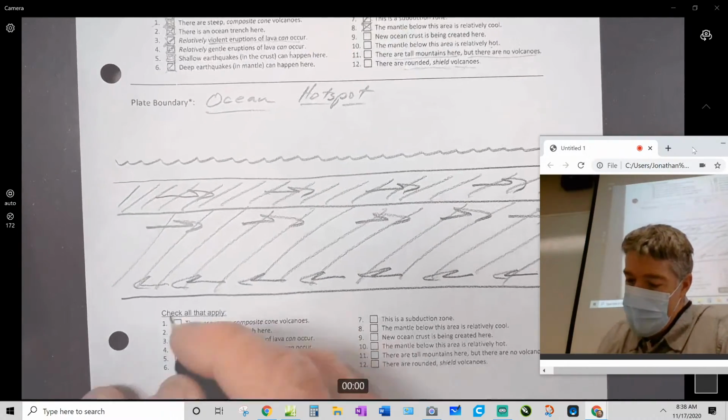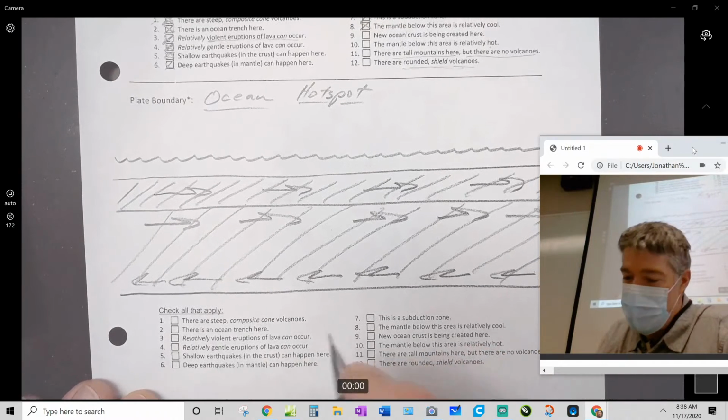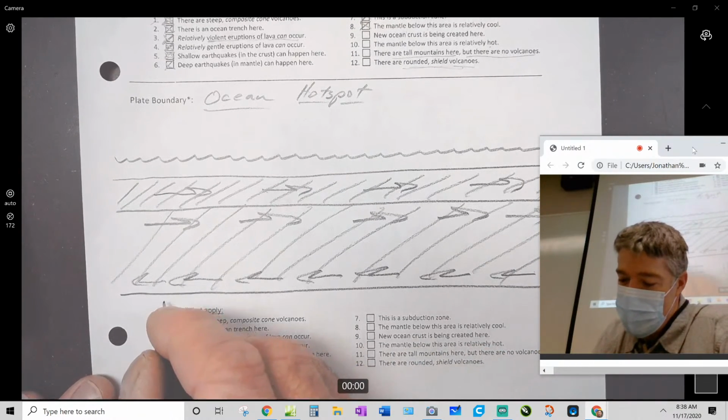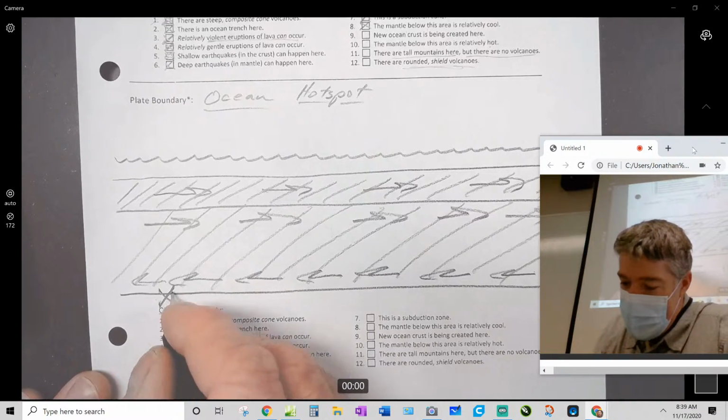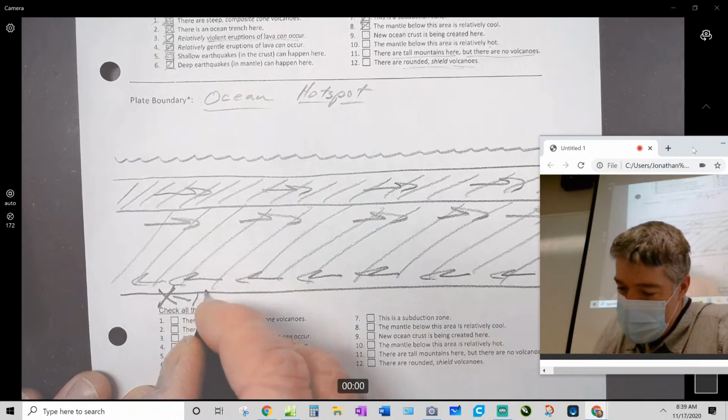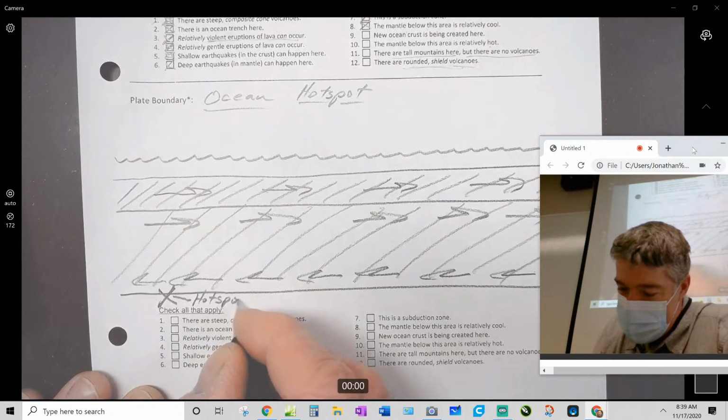All right. Wish I'd left a little more space for this, but I've got to put something in now that you don't know about. So draw a big X down here, and the X marks the hot spot.